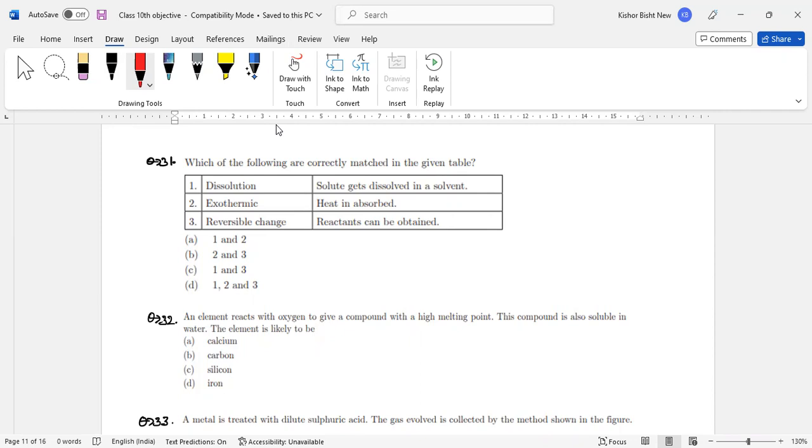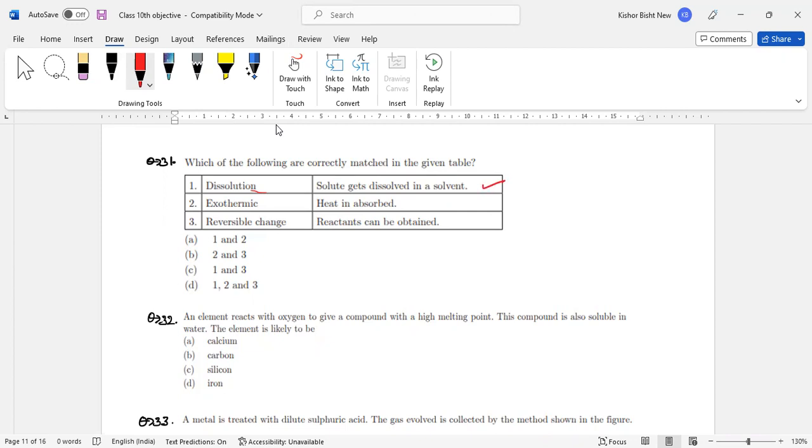Now see the question number 31. Which of the following are correctly matched in the given table? First one is dissolution, and the solute gets dissolved in a solvent. Yes, this is correct. What is the meaning of the solute?